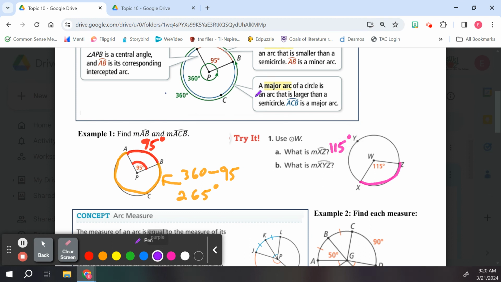All right, the next one they want is from X to Y to Z. So here's X to Y to Z. This is going to be 360 minus the 115, which leaves us with how many degrees? 245 degrees. Very good. Questions on that?